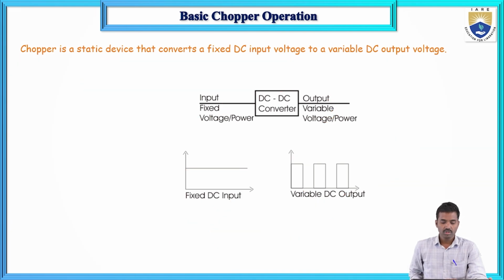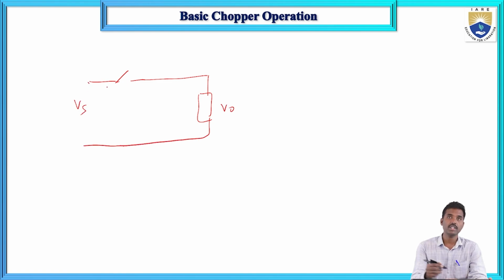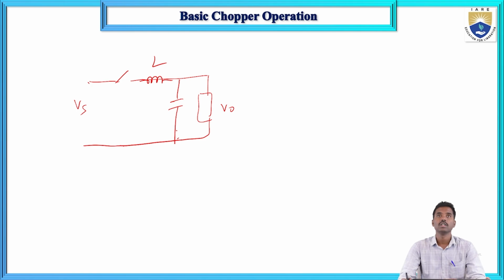Here this is one switch, Vs is the supply and V0 is the output voltage. But attaching just a switch is not suitable for practical applications, because voltage harmonics and current harmonics are present. To reduce the current harmonics, I attach one inductor in series, that is IL. To reduce the voltage harmonics, I attach a capacitor.